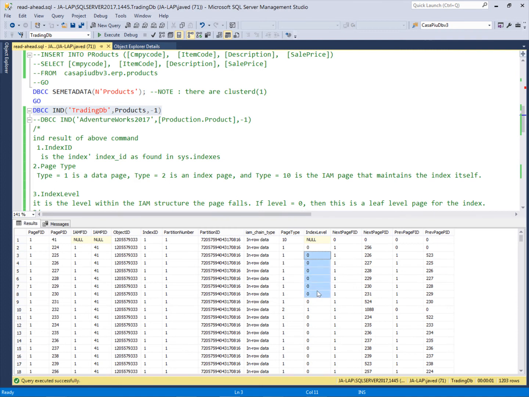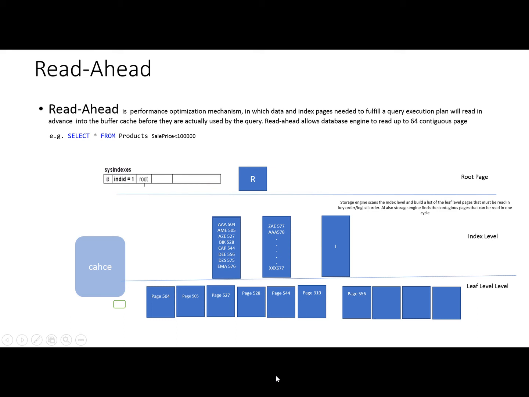Index level 0 means this is the leaf level, and on the leaf level of this clustered index all the page type IDs are 1, which means data pages. All pages on level 0 are data pages. And if the index level is 1, which is the intermediate level, we can find that index pages exist on this level 1. Now, if I copy this structure into Excel, it's easy to study there.